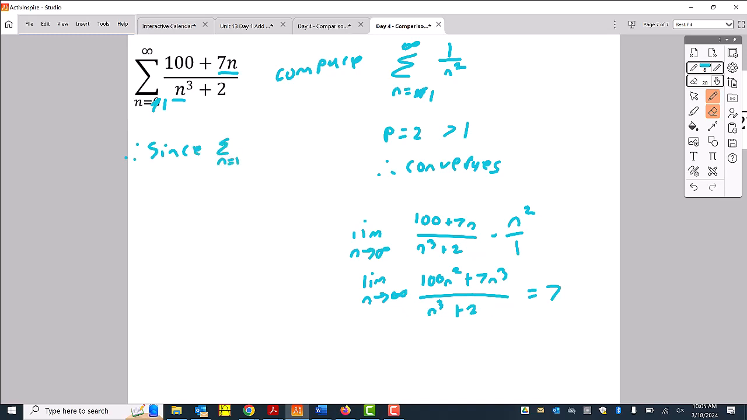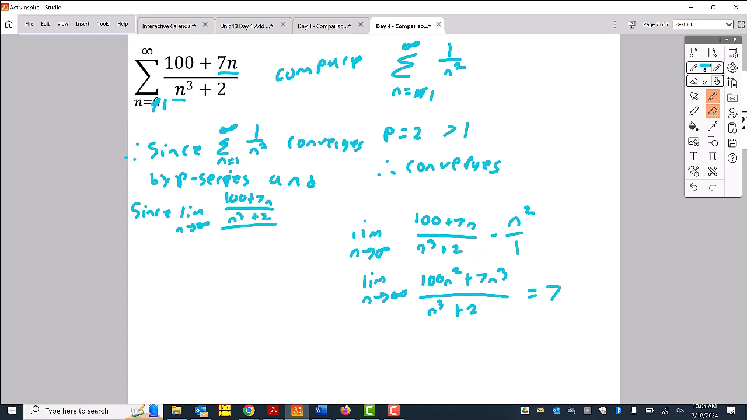So we can say, since the sum from n equals 1 to infinity of 1 over n squared converges by p series, and since the limit as n goes to infinity of 100 plus 7n over n cubed plus 2 divided by 1 over n squared equals 7, then the series converges by limit comparison test.